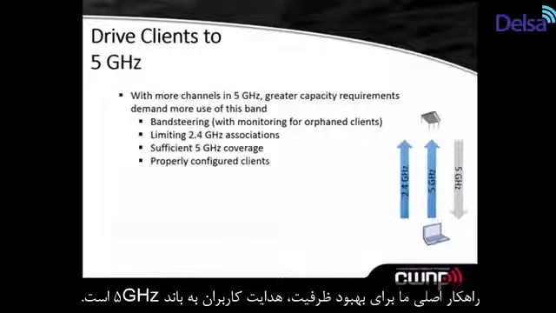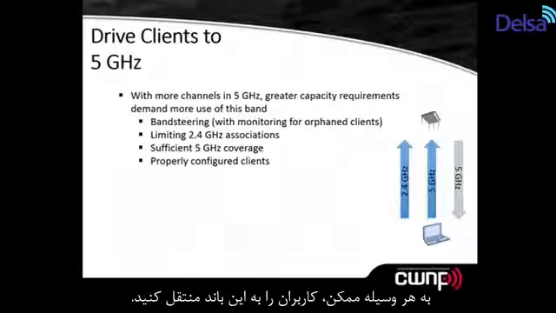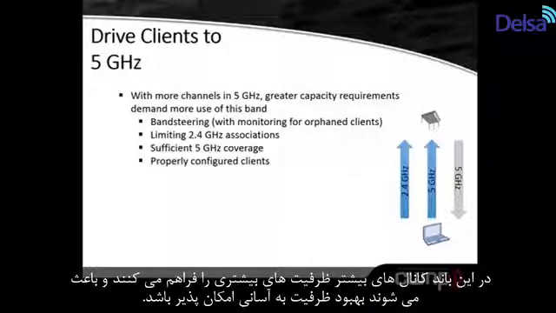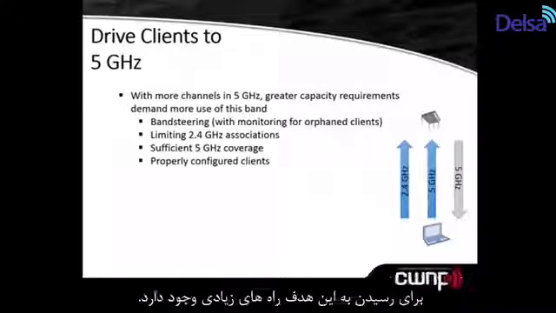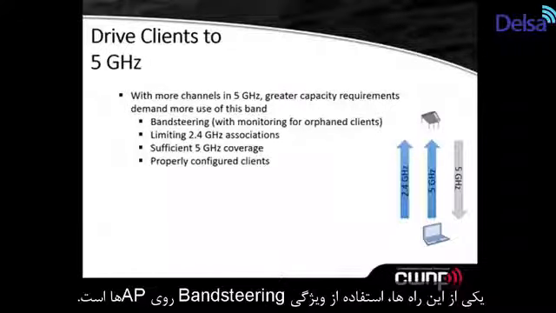What we want to do then, as a general guideline for enhancing capacity, is drive clients to 5 gigahertz. Do everything you can to move as many clients as possible to 5 gigahertz APs. So with more channels in 5 gigahertz, it gives us a lot greater capacity, and we can accommodate greater capacity requirement demands because of this band. Now, there are several things we can do. You can use band steering.